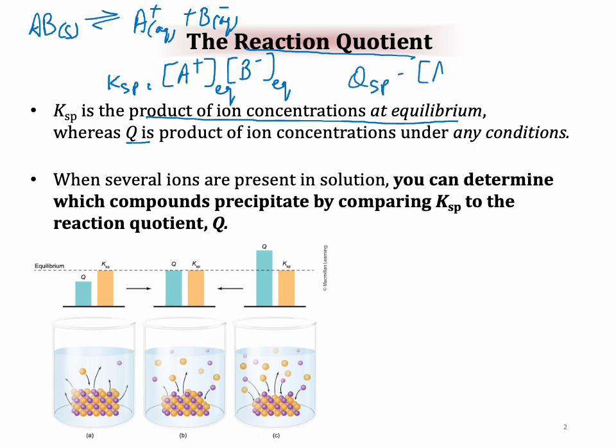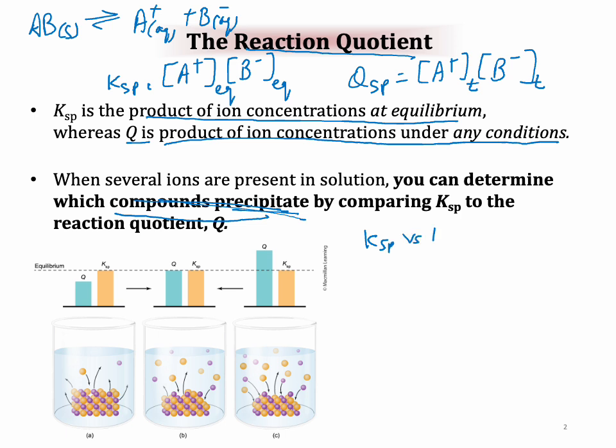QSP is going to be the same expression, A concentration, B concentration, but these concentrations are under any conditions at any given time. It does not have to be equilibrium. Q is the product of ion concentration under any conditions, basically meaning at any given time point. What is the significance of knowing Q? Q can help us determine if a compound is going to precipitate or not. We can figure that out by comparing QSP versus KSP.